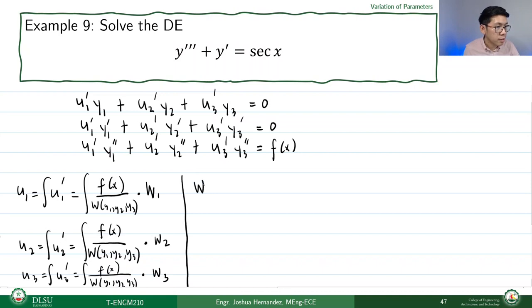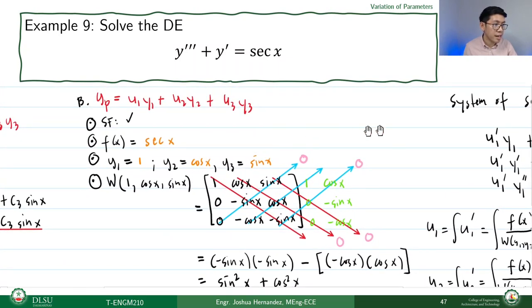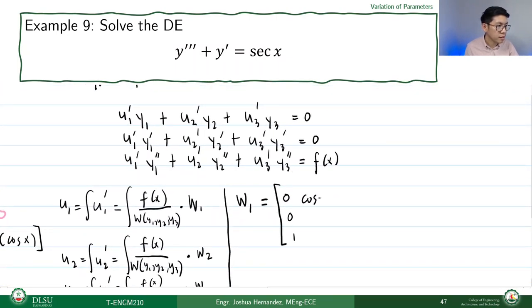Let us demonstrate. Finding W1, which is simply the determinant, to find u sub 1. Based on our system of equations, we replace the first column with our 0, 0, 1 answer column. So, 0, 0, 1, and then retain y sub 2 and y sub 3, which we already identified here: cosine x and sine x.